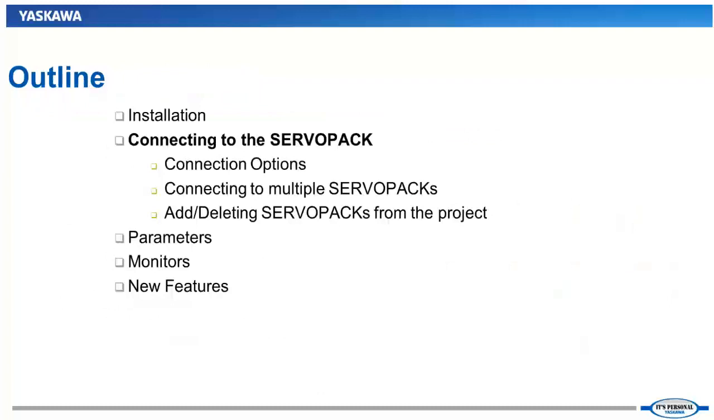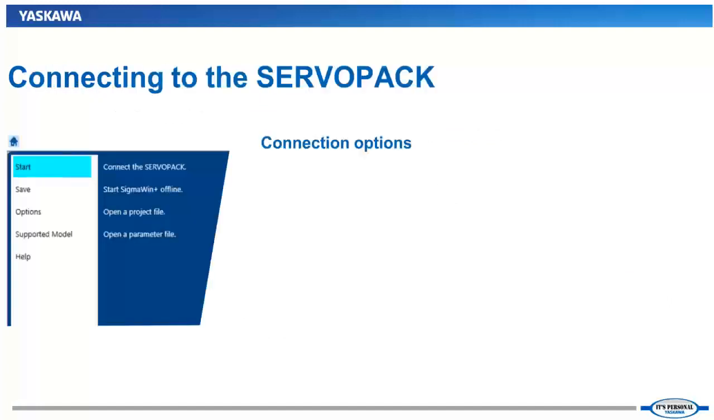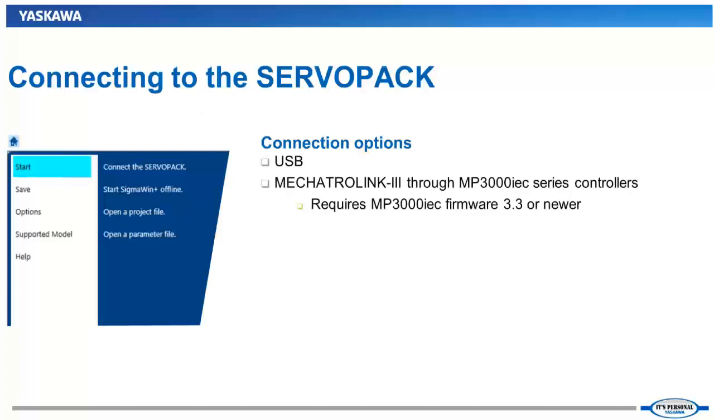Alright, so the next section we'll go over how to connect to the SERVOPACK. We'll start off with your connection options. First, the standard is the USB, which we've supported in Sigma7 version 5 for a while. The new ones that we've added is support for Sigma7 over MECHATROLINK 3. This requires an MP3000 IEC series controller, and also that controller is running firmware version 3.3 or newer. And we also now support connection over EtherCAT.